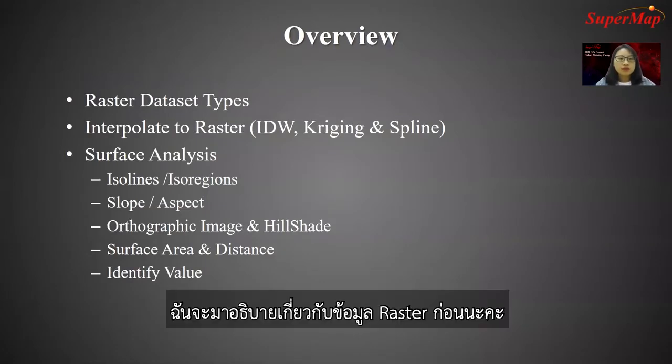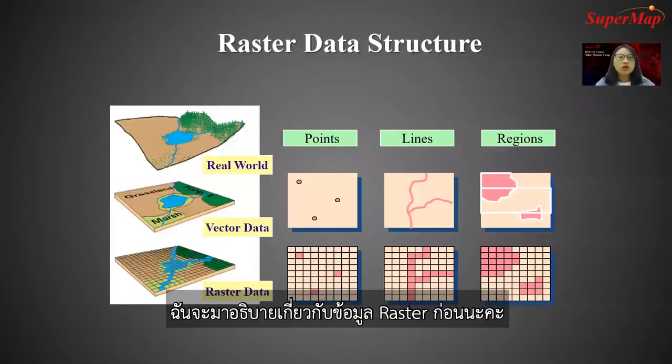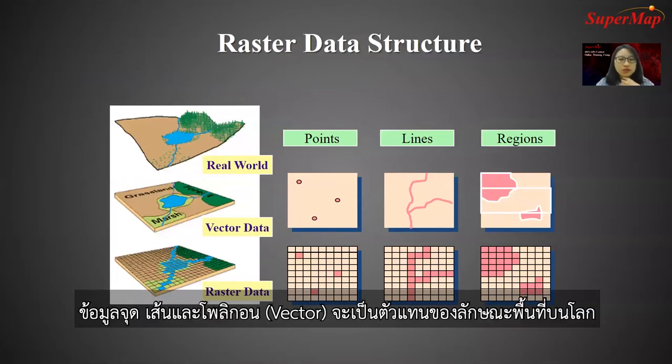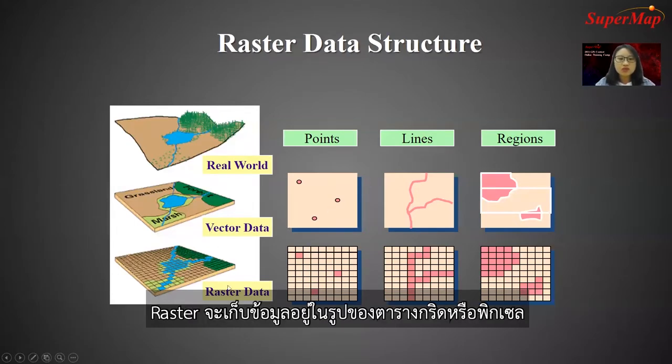Here, let me first introduce the raster data structure. You see that in the real world, points, lines and regions will be presented as point, line and region in vector data, but in raster data, the points, lines and regions are all composed of grids.